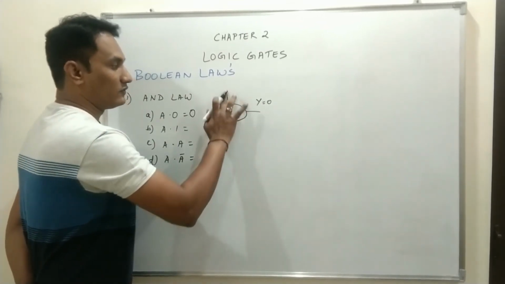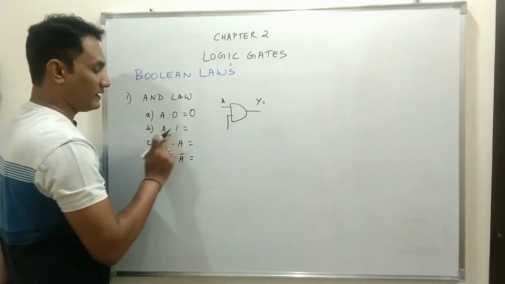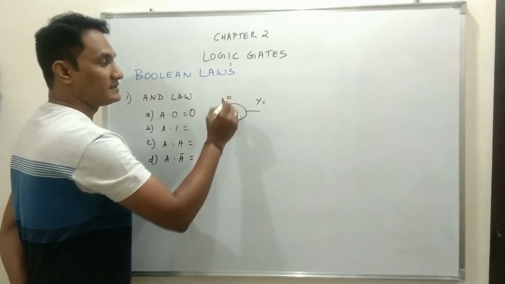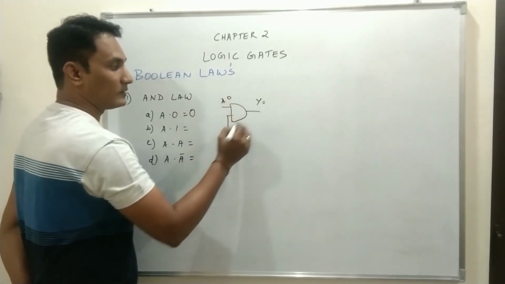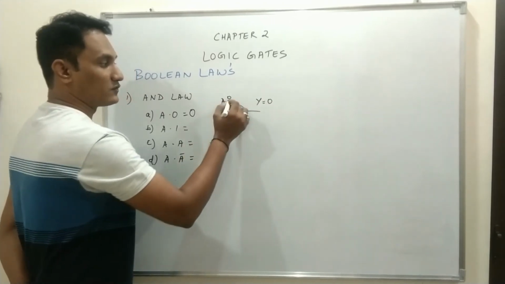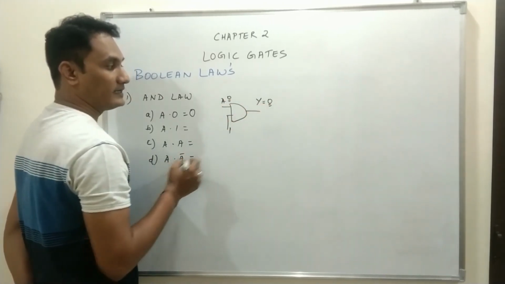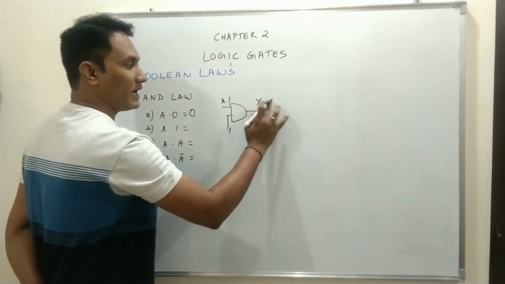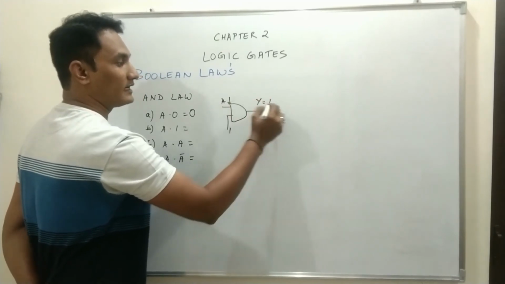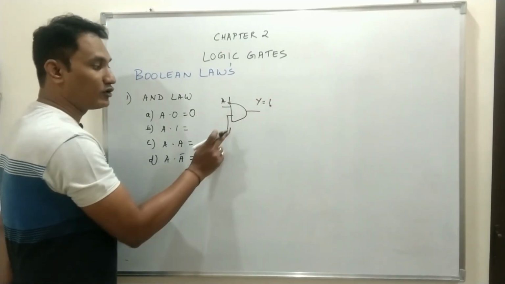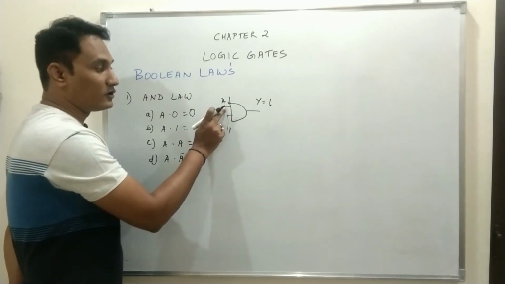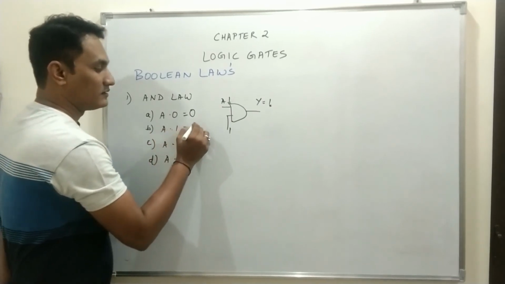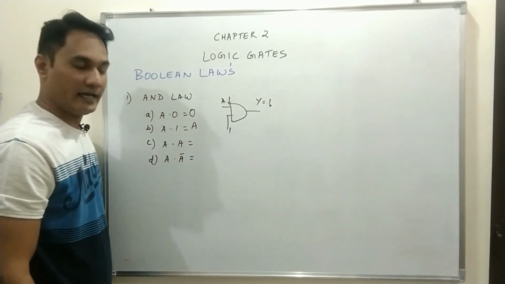Similarly, now we will go for the next law. What is the next law? A dot 1. So let this input be 1. This is A and this is Y. What happens when A is 0? 0 dot 1, that is 0 multiplied by 1, will be 0. That means whatever you are giving at A, you are getting at Y. Similarly, when A is 1, 1 dot 1, 1 multiplied by 1, the output will be 1. Whatever you are giving at A, the same is the output. So when one input of an AND gate is 1, whatever you give at variable A, the same will be the output. So A dot 1, the law says, is A.